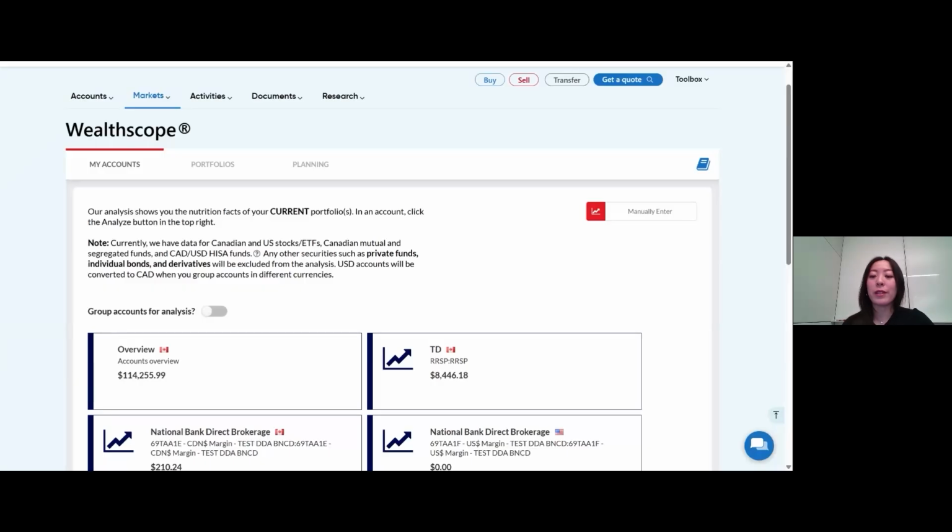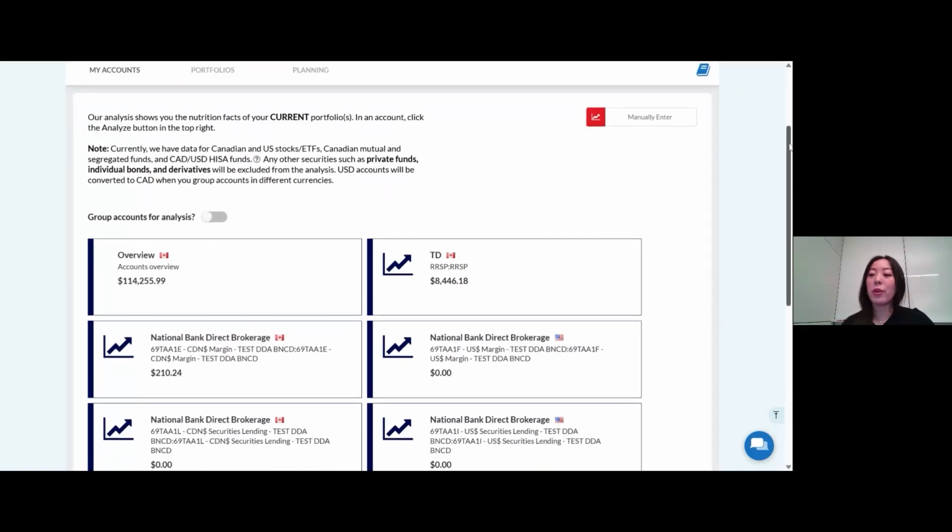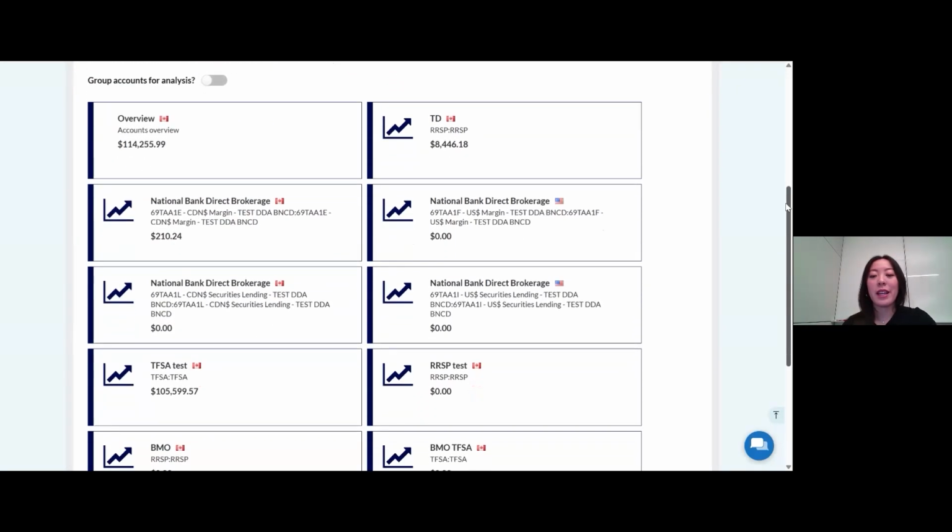And I'll say for Wealthscope overall, this is a great way for you to check the health of your portfolio. So, how healthy is my portfolio? It's a great way for you to get a score of all of the holdings within your accounts. You can also create your own mock portfolios as well. So if you manage multiple account types, if you wanted to simulate what-if scenarios or what-if portfolios, you can easily use the Wealthscope tool for that.